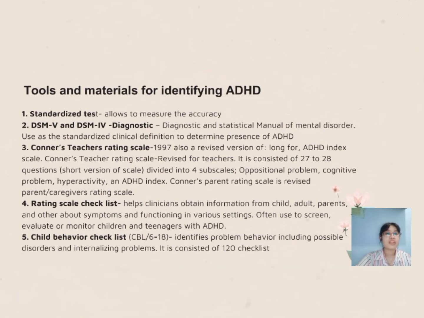Along with the Connors Teacher Rating Scale, we also have the Connors Parent Rating Scale, which is also revised for parents or caregivers. So, what will the teacher and the parent do here? We have a rating scale to be given to the teachers and the parents. That is where we determine what the child is doing, or the behaviors the child shows.